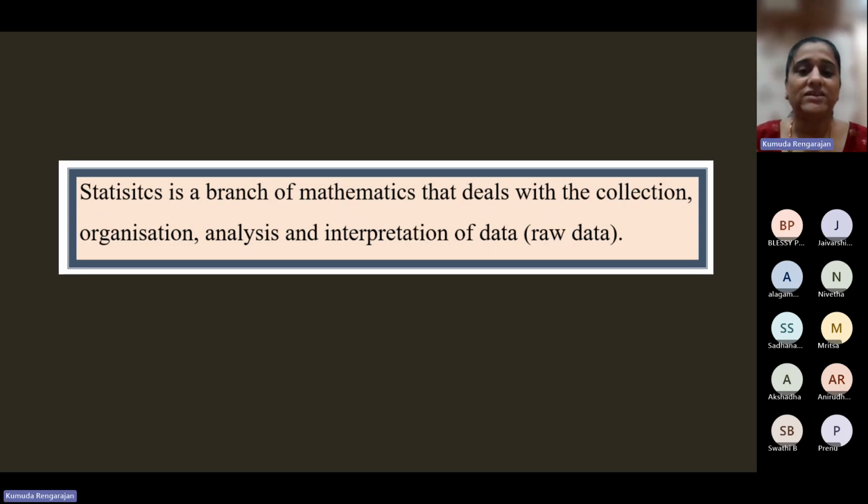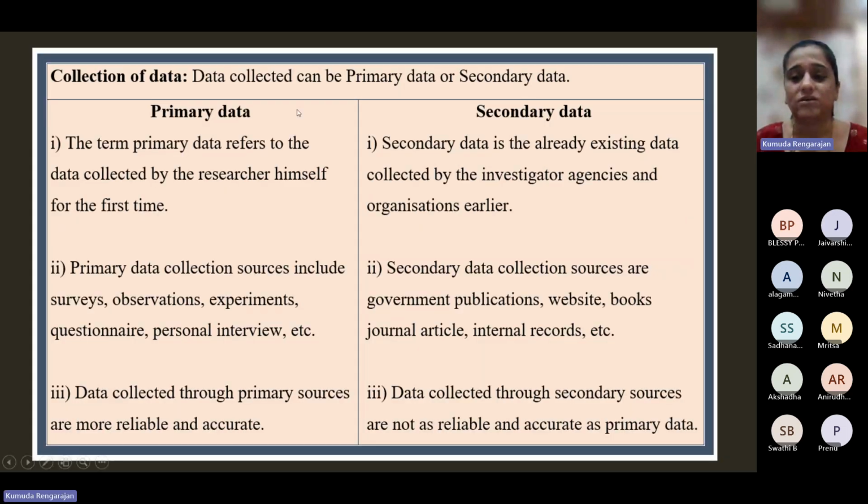So that is statistics. That's a definition of statistics. It's a branch of mathematics that deals with the collection, organization, analysis, and interpretation of raw data. Now, data we've seen is of two types, right? Primary data and secondary data. First-hand data is primary data. Second-hand data is secondary data.